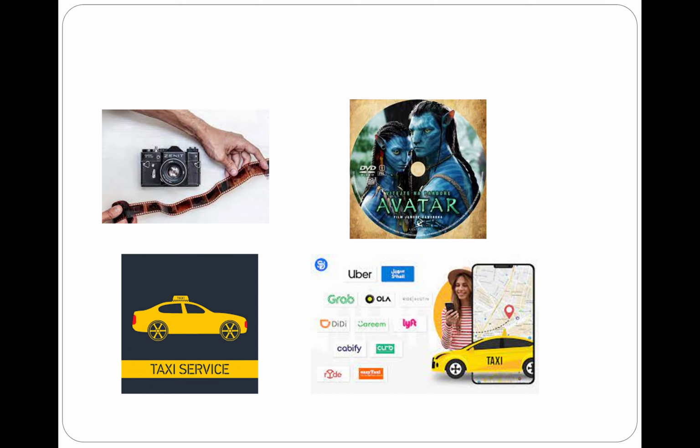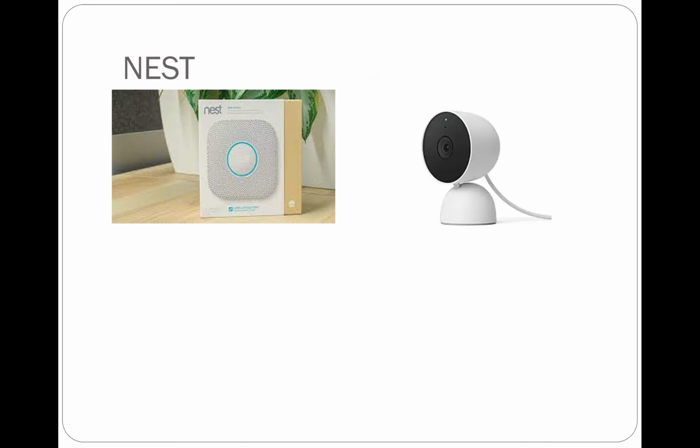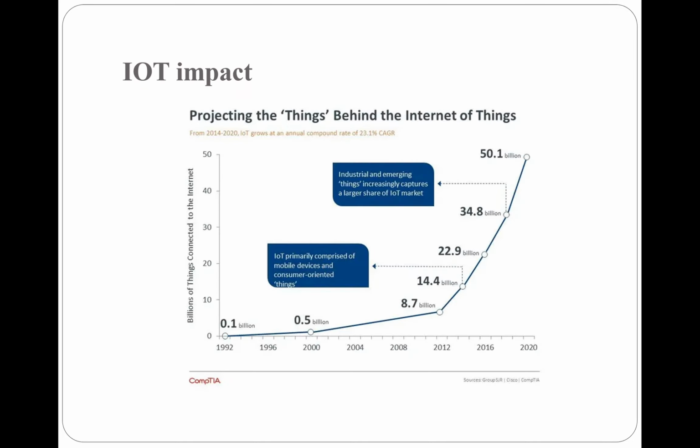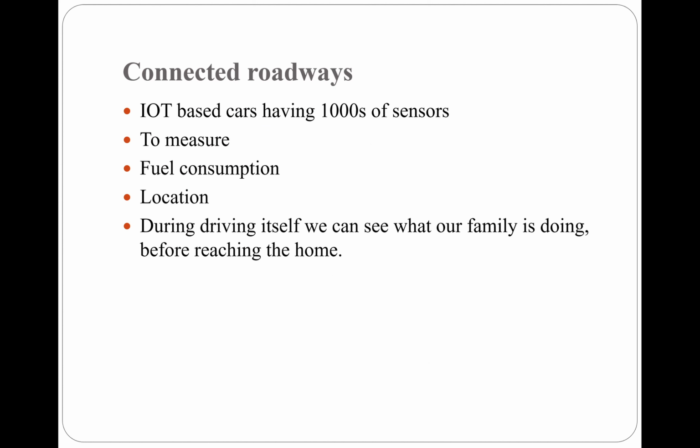So this is a Nest product. Nowadays, home automation products are mainly made by the Nest company, and this is the gradual growth of the Internet of Things over the years. Then let's see about connected roadways. This is one best example for the Internet of Things.